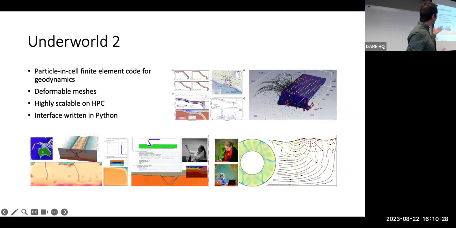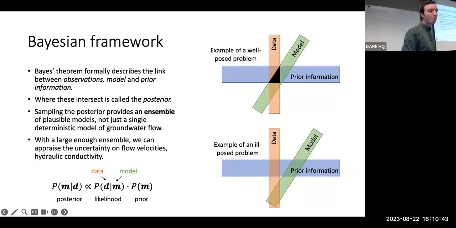Yeah, and so this is Underworld 2. This is developed by Louis Moresi at the ANU, and it's a particle and cell finite element code for geodynamics. It supports deformable meshes, is highly scalable, and everything's written in Python. Now, when I set up our problem, I mentioned there were multiple data sets that we want to try and assimilate within our model.